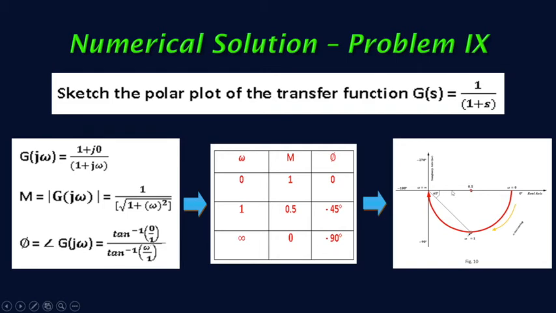The starting point is magnitude 1 and phase angle 0 degree. That point is the starting point. Then omega is increased, and omega equal to 1. Then what is the magnitude? This magnitude is 0.5. And what is the phase angle? Phase angle is minus 45 degree. Then omega is increased to infinity, then magnitude is 0, but this phase angle is minus 90 degree axis. Then we get a half circle.